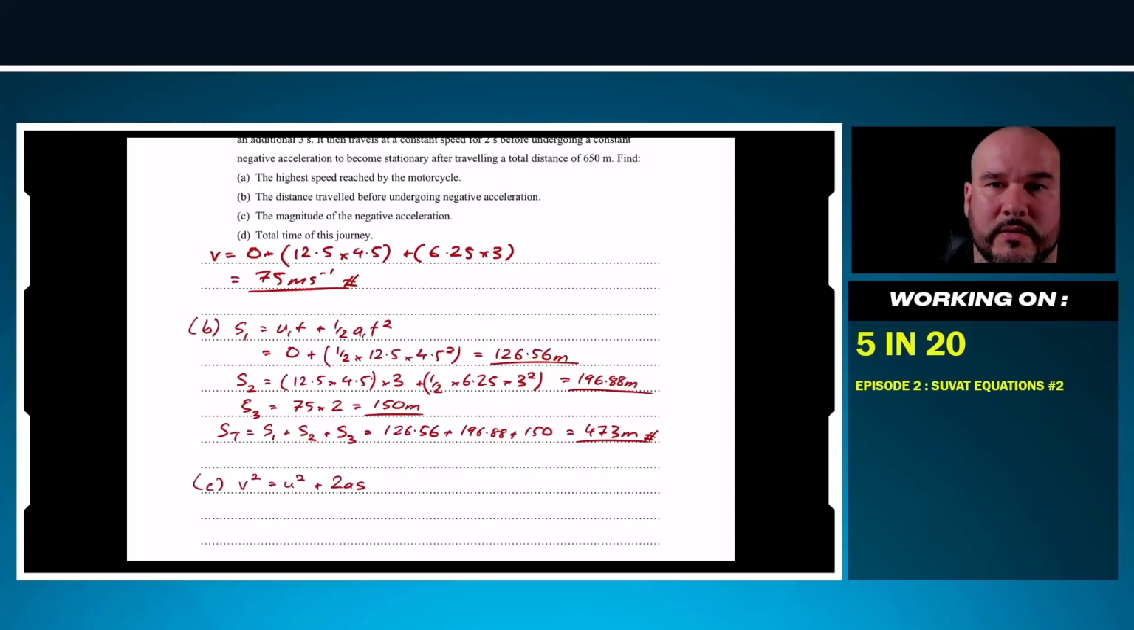So pretty much we know that the final speed is going to be 0. We know that our V is going to be 0. We know what our U is, or at least we can figure out what our U is. Our U is what we figured out in part A. So here we go, there's our final speed, that's our speed at the end of section 2.